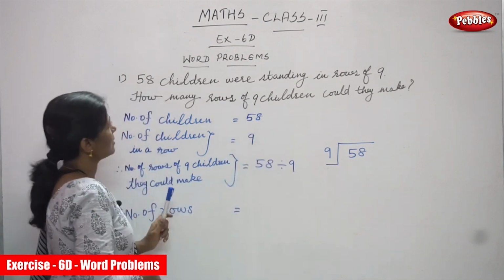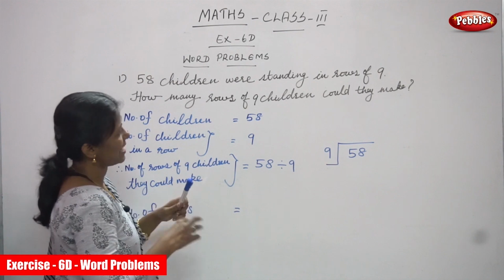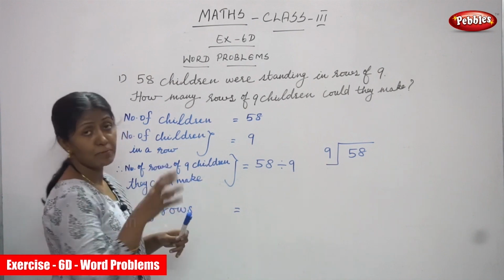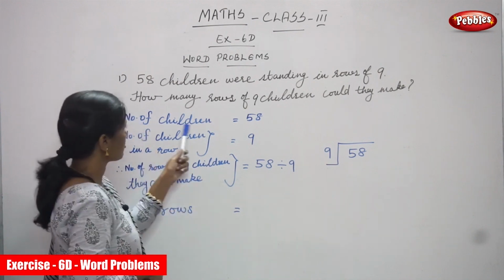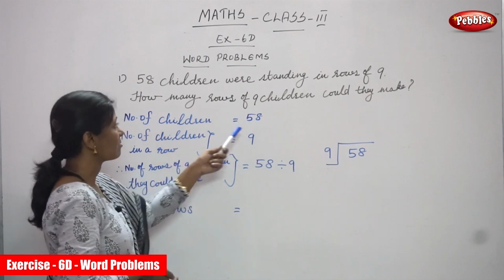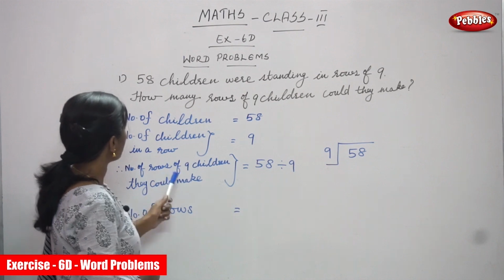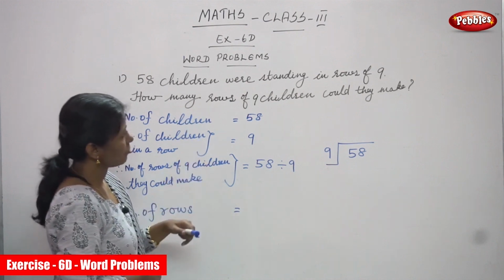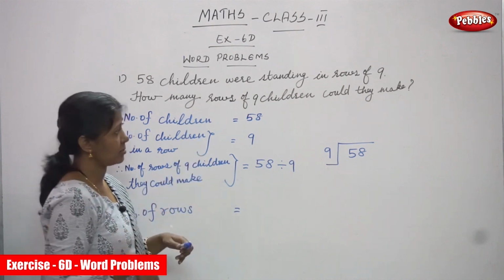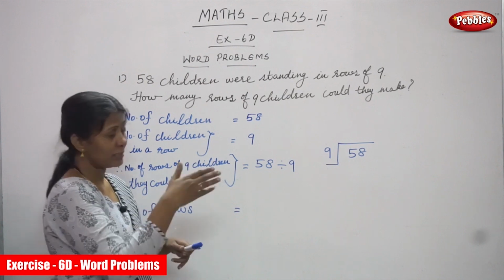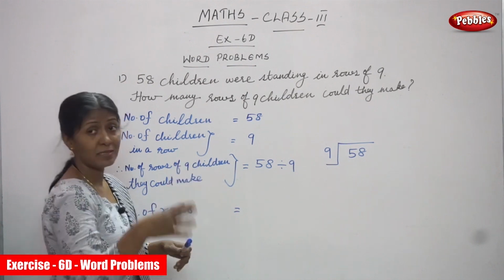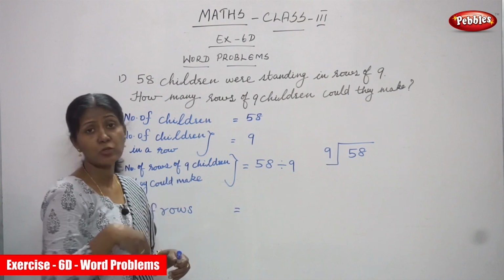So that means 58 children were standing in rows of 9. So the total number of students, or children, is 58. Okay. Next, they are standing in rows of 9. So all the 58 children are arranged in rows of 9.